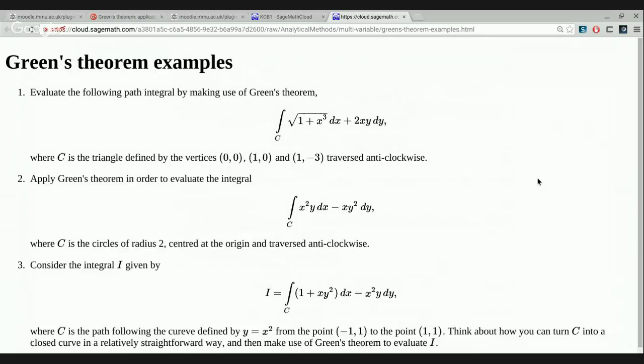Now you can see how some simplification comes about because dQ/dx is, okay, 2y, but dP/dy is 0 because there's no y in the function P. So when you differentiate it with respect to y, it just becomes 0. So the integrand simplifies an awful lot. And so now we're just integrating over this triangular region R.